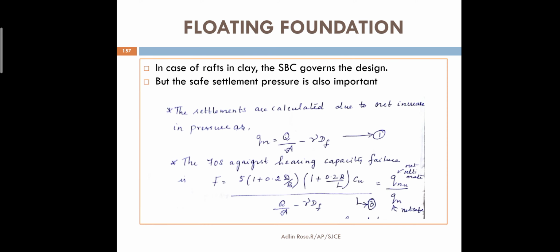Assume this is 0. Qn is 0. Substitute Qn is equal to 0 in equation 1. What will happen? Q by A minus gamma df is equal to 0. So df is equal to Q by A divided by gamma, that is, Q by A gamma. If you substitute Qn is 0 in the first equation, factor of safety is going to be infinity. Also, when Qn is 0, the depth of the foundation df is equal to Q by A gamma.